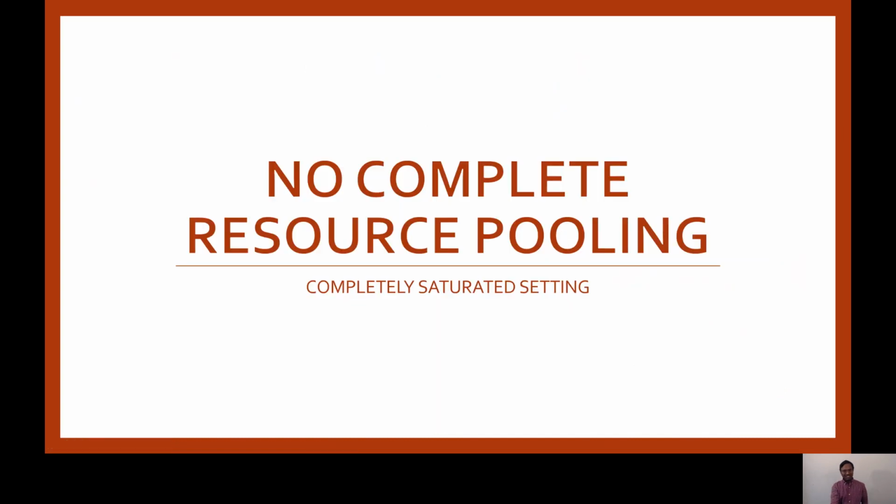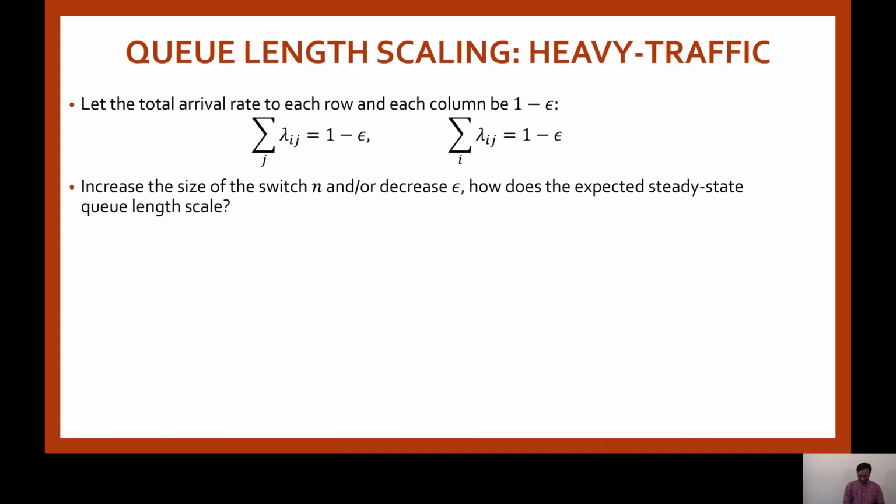So with that motivation, let's first focus on the setting when there is no complete resource pooling, in particular, when all rows and columns saturate. After this, I'll talk about the case where a single row saturates. And after that, I'll conclude the talk. Like I mentioned, the total arrival rate for each row and for each column is 1 minus epsilon. And we are interested in understanding what happens in heavy traffic, that is, as epsilon goes to 0.